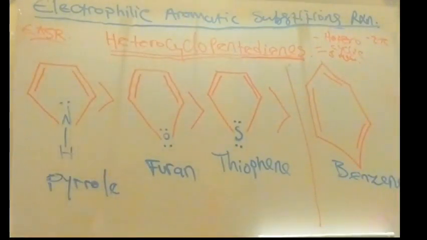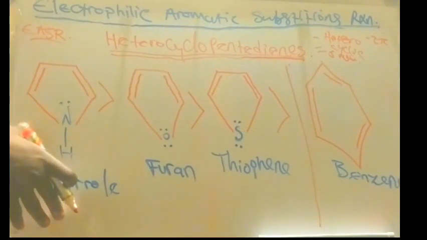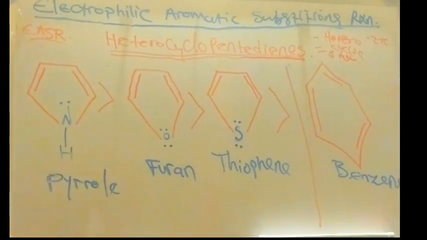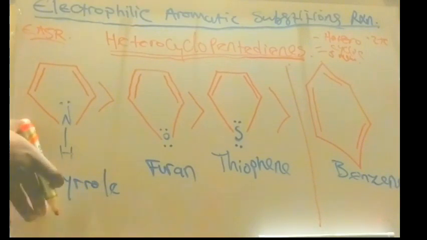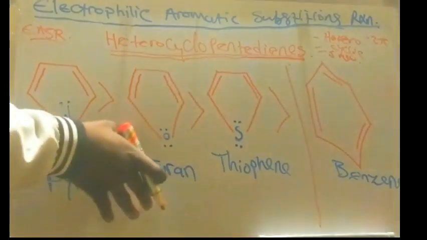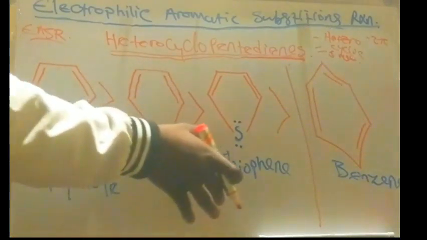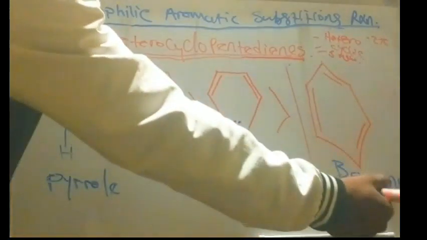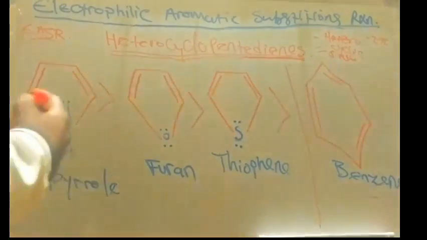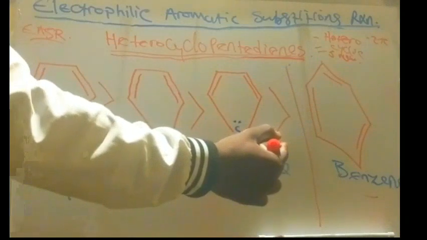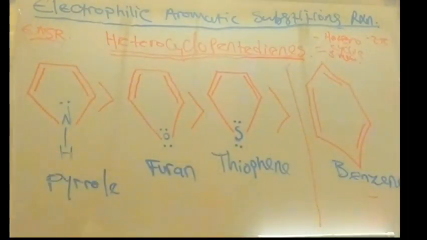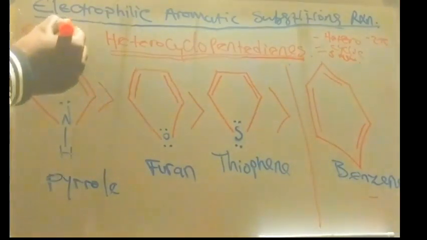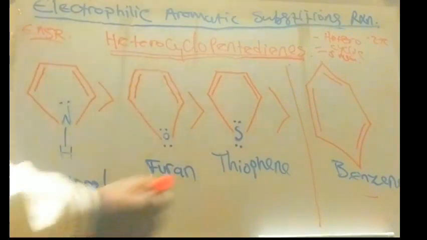And as we can see, the reactivity of these heterocyclopentadienes starts from the greatest reactivity, which is pyrrole, and then we have furan, and then we have thiophene. Lastly, but not the least, we have benzene as the least reactive on this chart. So if we compare benzene's reactivity to the reactivity of the heterocyclopentadienes, we'll conclude that heterocyclopentadienes are more reactive in electrophilic aromatic substitution reactions than benzene.